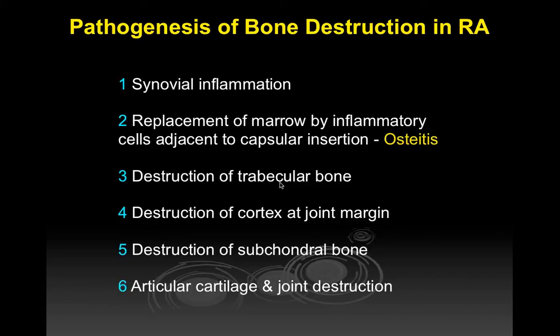If you pick it up early enough, however, then you can stop the destruction, and then it'll remodel in the normal process and can become normal bone again. Once you destroy the trabecular bone, then the inflammation, if it is allowed to continue, it'll then destroy the cortex of the bone near the capsular insertion, and that's what we call an erosion.